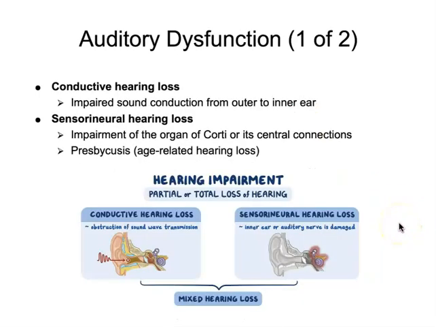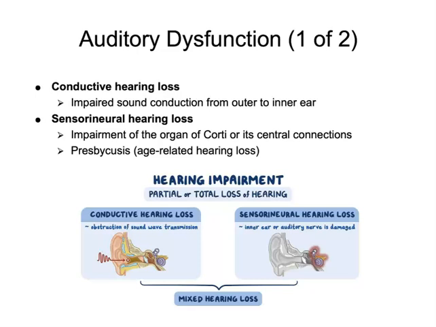Now let's talk about some auditory dysfunctions. We can have conductive hearing loss, and this is when we have loss that is caused by typically cerumen impaction, meaning wax in the ear, and foreign body occlusion. So this will impair our sound conduction from that outer ear to the inner ear. Whereas when we have sensory neural hearing loss, we are going to have an important impairment of that organ of Corti that we just talked about, or its central connections.